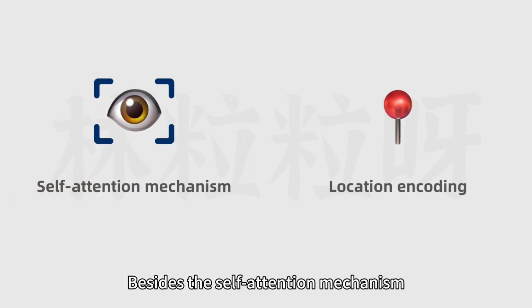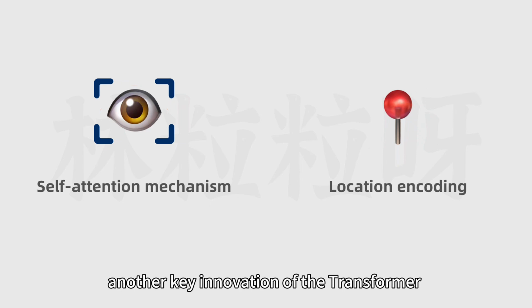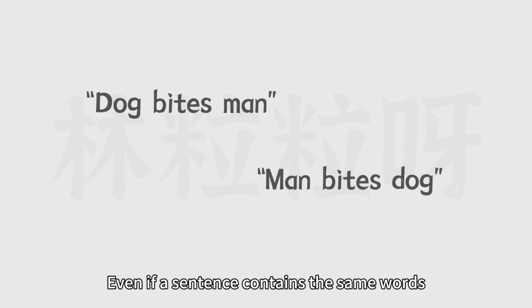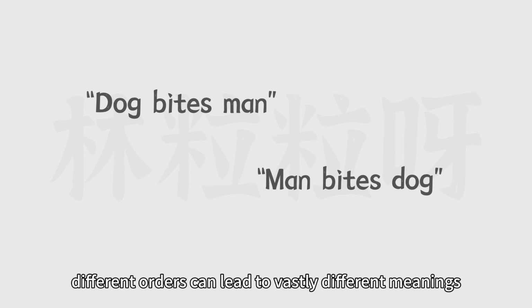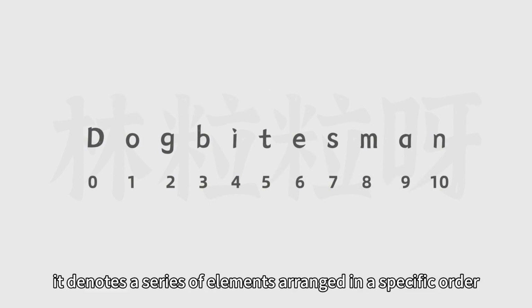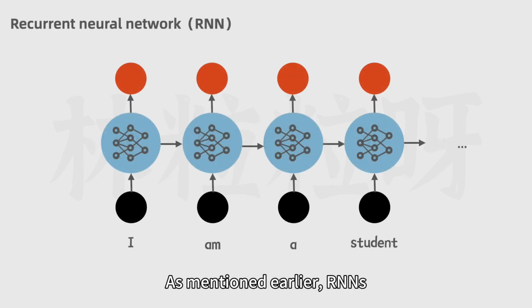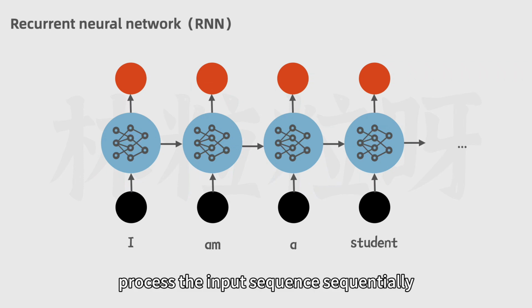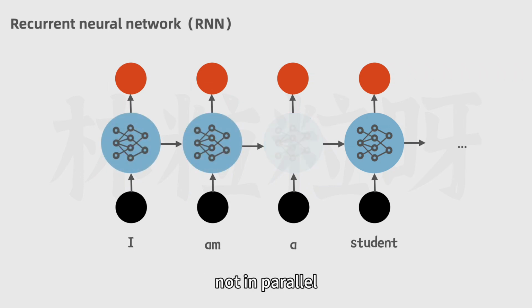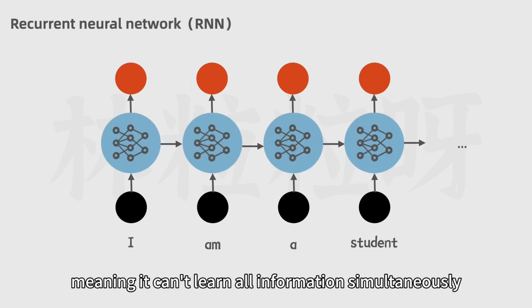Besides the self-attention mechanism, another key innovation of the transformer is positional encoding. In language, order matters. Even if a sentence contains the same words, different orders can lead to vastly different meanings. That is why in the field of natural language processing, the term sequence is used. It denotes a series of elements arranged in a specific order. As mentioned earlier, RNNs, like humans reading text, process the input sequence sequentially, which creates a bottleneck in training speed because it can only be done serially, not in parallel, meaning it can't learn all information simultaneously.